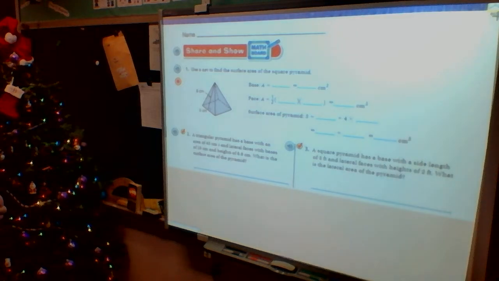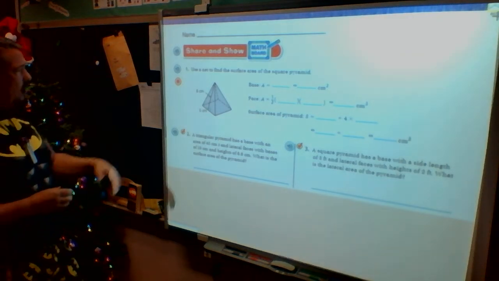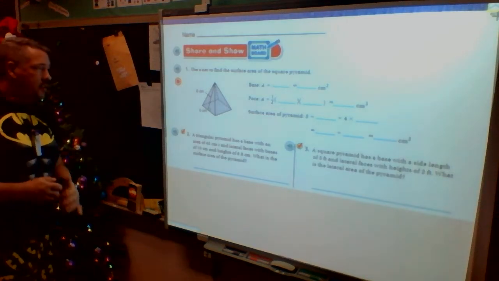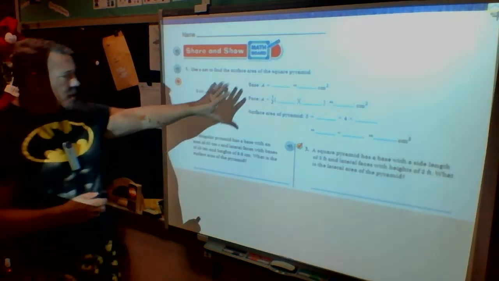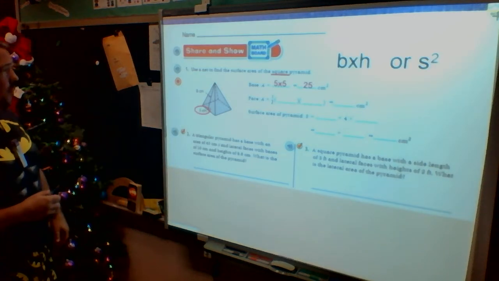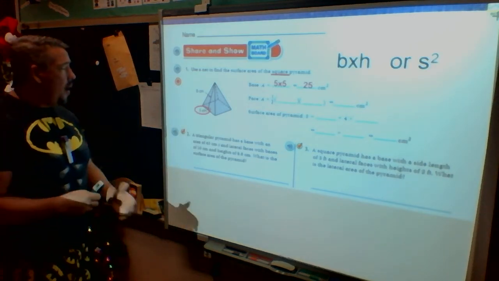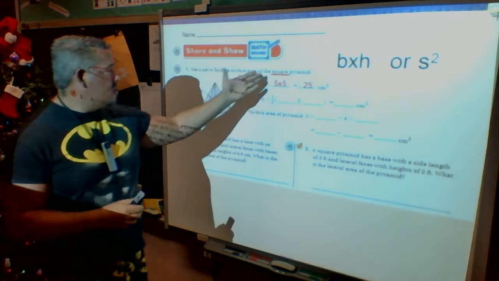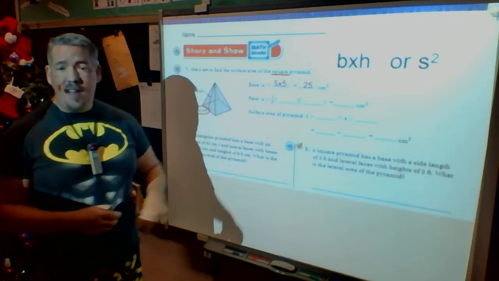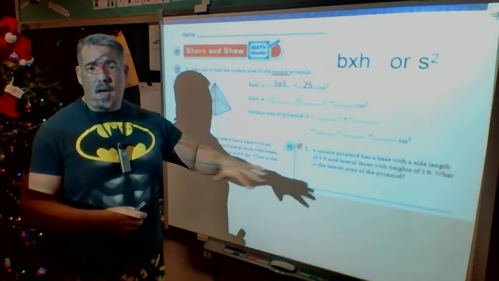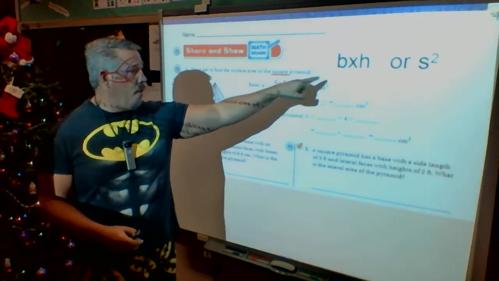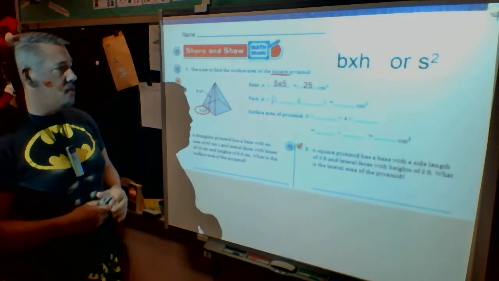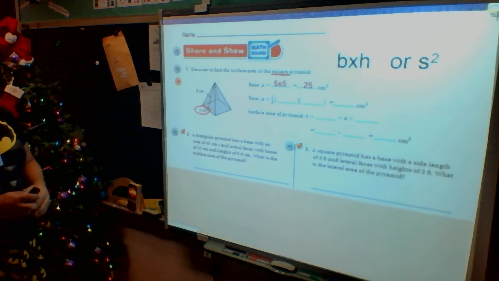So going on into the share and show then. We start with this. It says to use a net to find the surface area of the square pyramid. It sets up the original steps for us. So we have a base. We have a base for the A. We have a square pyramid. So if it's a square pyramid, then I'm going to take 5 times 5. And 5 times 5 is 25. We could use either base times height, or we can use the side squared. Either way, since it is a square. 5 times 5 gives me my 25.